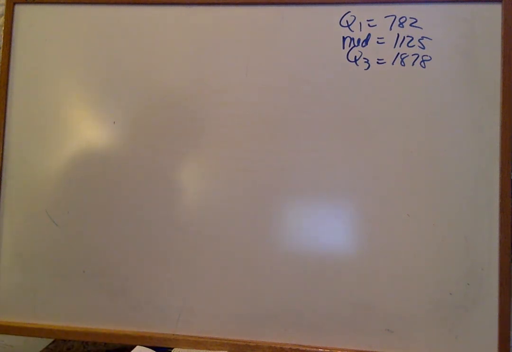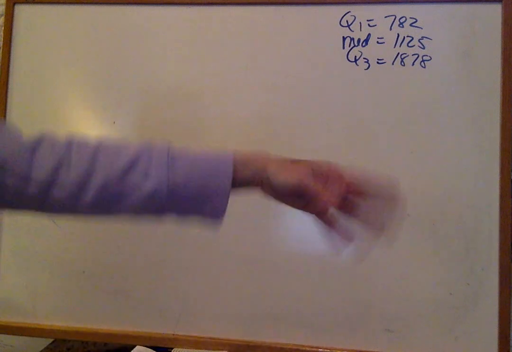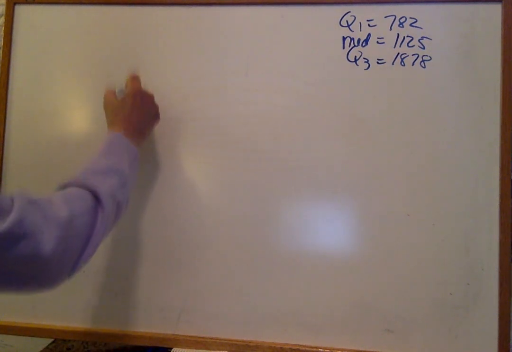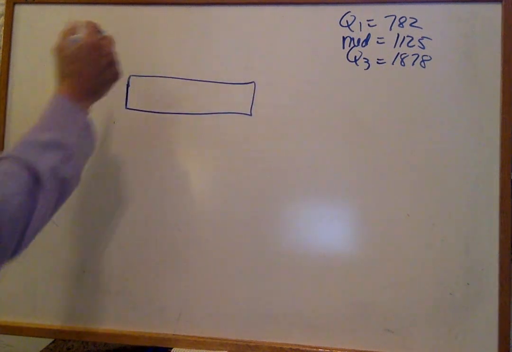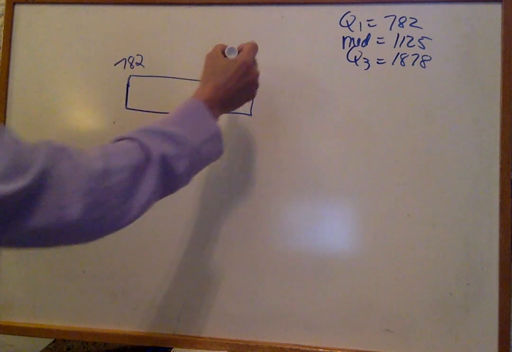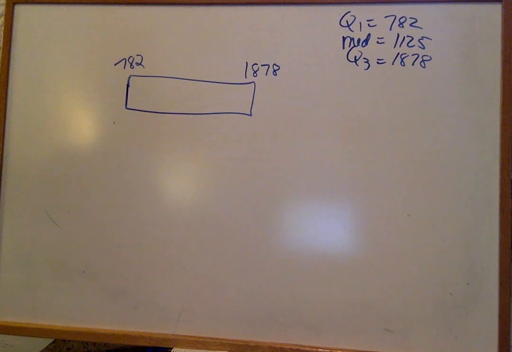Box plots can get a little confusing if you try to do them to scale. If you try to put a number line here, by the time you end up calculating the fences, it's like you're off your paper or I'm off my whiteboard. So this is the only graph that I tell you you do not have to do to scale, but absolutely everything has to be labeled. So we've got our box. The left-hand side gets labeled with the Q1, 782. Right-hand side, 1878.